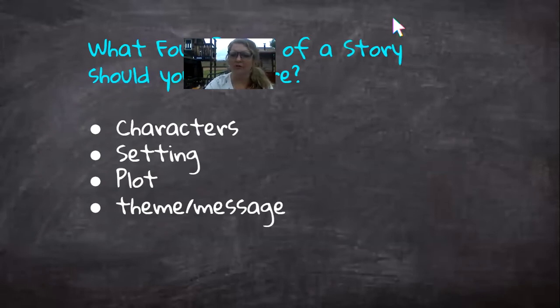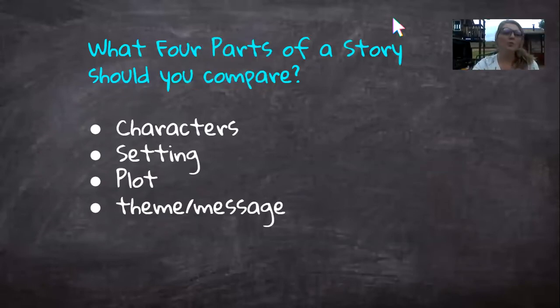So before we jump into our first story, I just want to point out that when we are comparing and contrasting, especially stories, something that might be fiction or even a nonfiction story like a biography or autobiography, you want to compare these 4 items to be sure that you're comparing the story accurately and appropriately. You'd want to look at characters, setting, the plot, and any theme or message that's being taught in the story. So those are the 4 things you want to make sure you hit on.